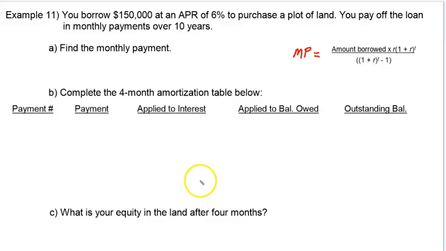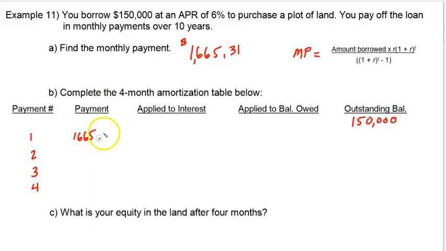Okay, we'll just do a quick example here. Let's get the monthly payment for example number 11. Using our formula, that would be $1665.31. So make sure you can use the formula correctly. We're only going to do 4 months here, so we're borrowing $150,000. And payments 1, 2, 3, and 4 are all we need to worry about. So the 1665.31 will be this whole column, just repeated.